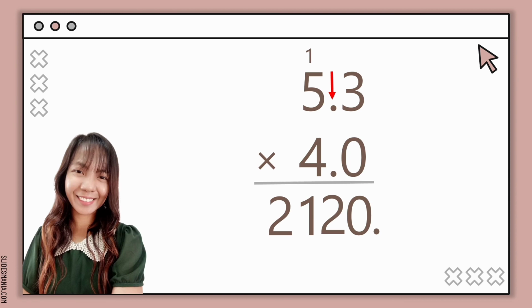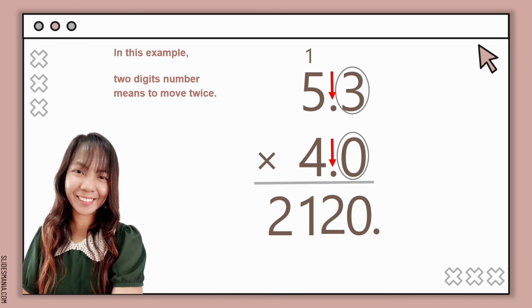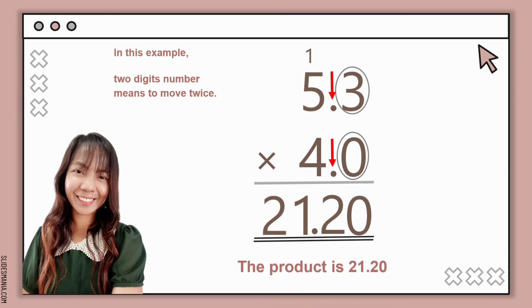So this is the decimal. There's 1 digit. Another decimal, 1 digit. So there are 2. In this example, 2 digits means to move twice. So move twice. Alright, so the product is 21.20.